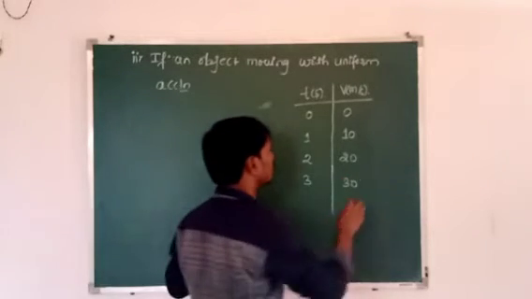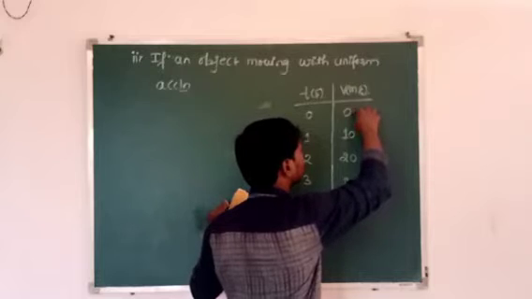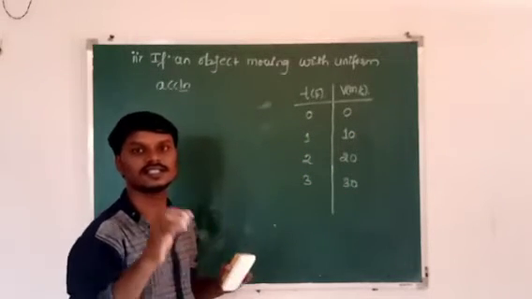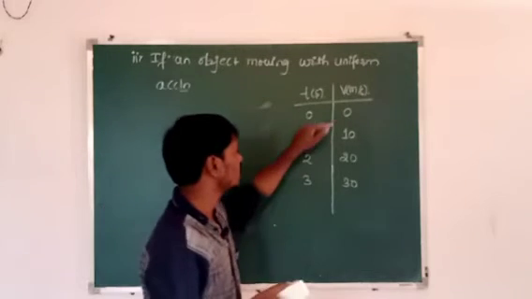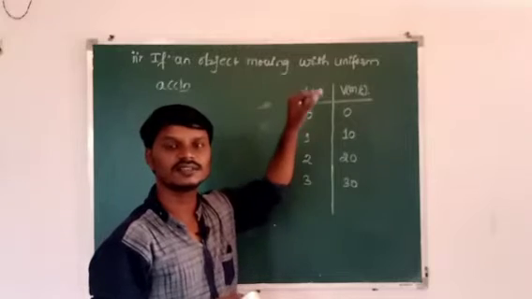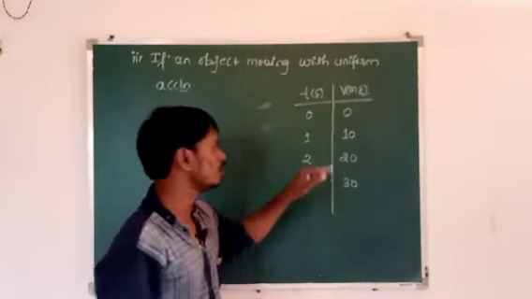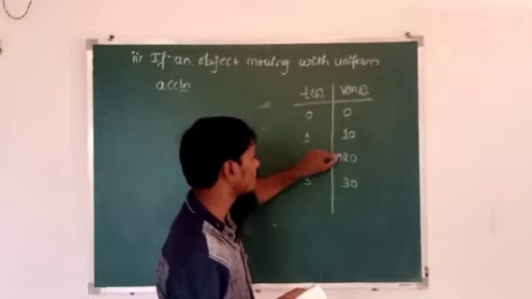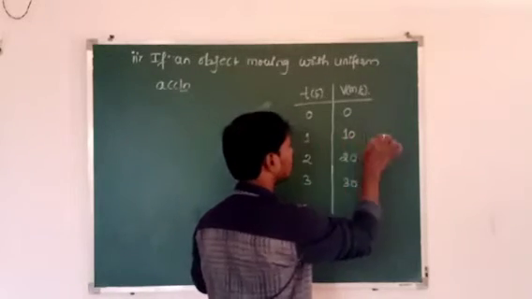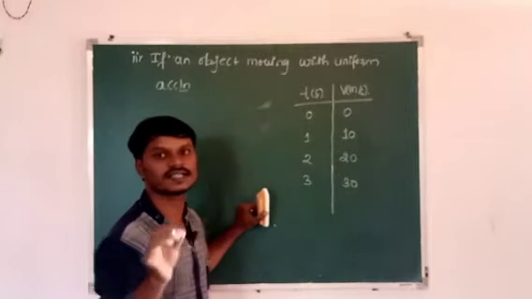Then, when the velocity changes from 0 to 10, here the velocity is increasing uniformly. That means there is an equal change in velocity in equal intervals of time, and here the velocity goes on increasing from 0 to 10, 10 to 20, 20 to 30. Okay, so now we are going to plot the graph for uniform acceleration.